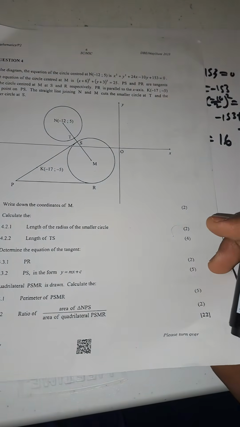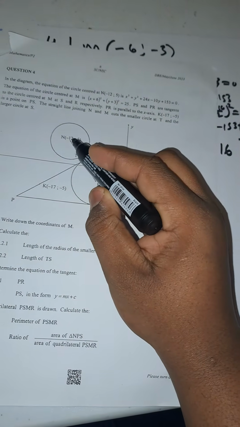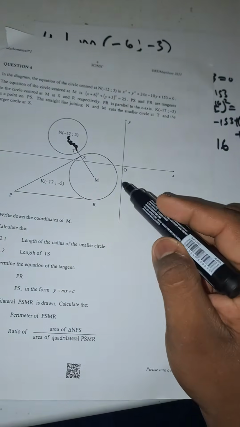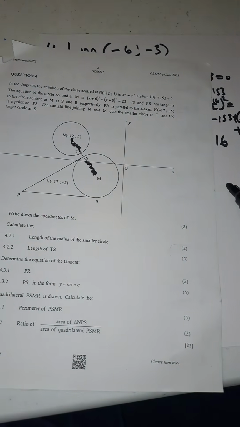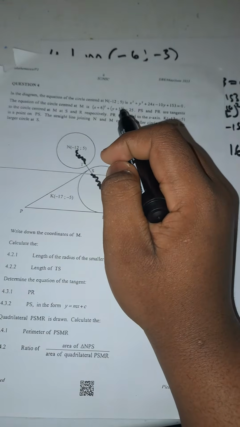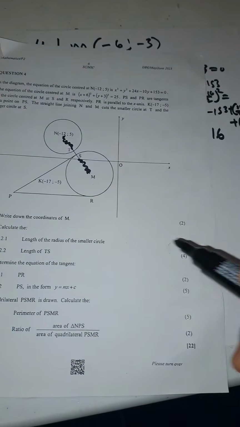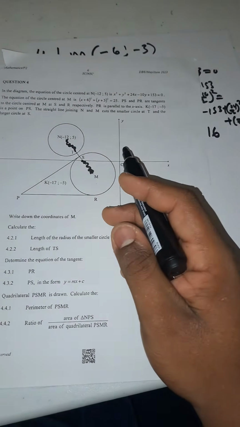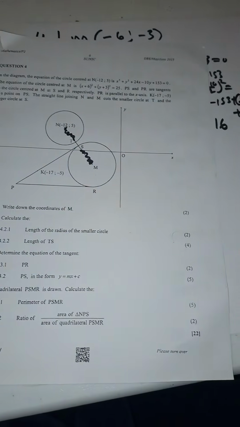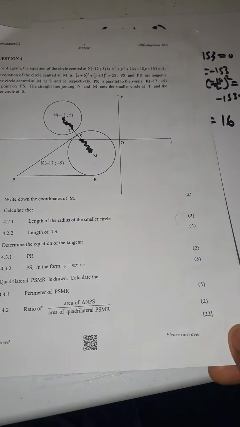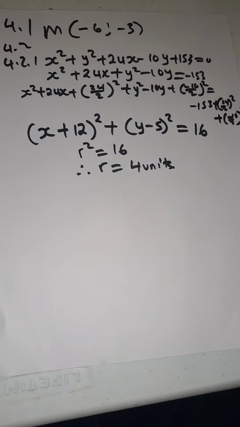The length of TS, this is the length of TS. Now already I can see that I have the radius of NT, and I can see that I have the radius of MS. Because check, this is the equation of the circle centered at M. It has the radius of 25. But when I simplify it and then square root, it will be 5. So I have NT and MS.